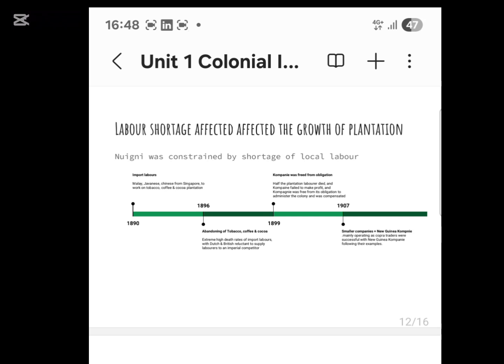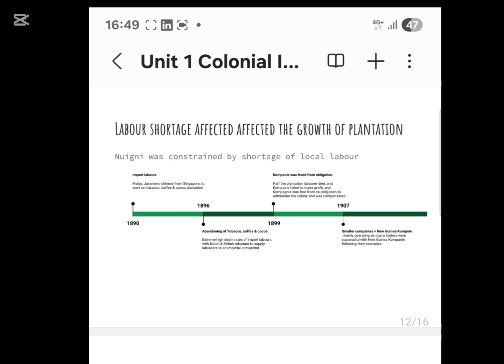So by 1899, the New Guinea Company was freed of its obligation, meaning that because of shortage of labor, they did not make enough profit, they had to downsize, okay, relieve some of their establishment, and then we saw a small establishment of what is called subsidiary companies operating on a small scale. So their plan to set up a large-scale plantation system was cut short by the issue of labor. So they had to resort to small-scale agricultural cultivation.